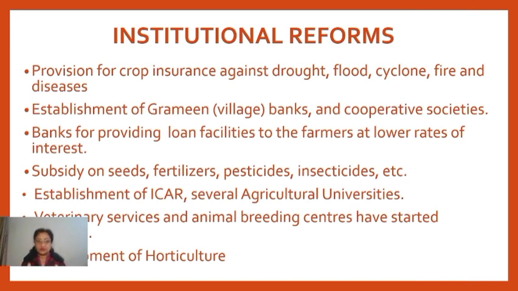Then one crop, suppose wheat, has got different types of seeds. So which seed is better in what way? Producing some hybrid seeds. So these were the main work which were actually looked after by the ICAR and these various agricultural universities. Then next is veterinary services were provided to the farmers.